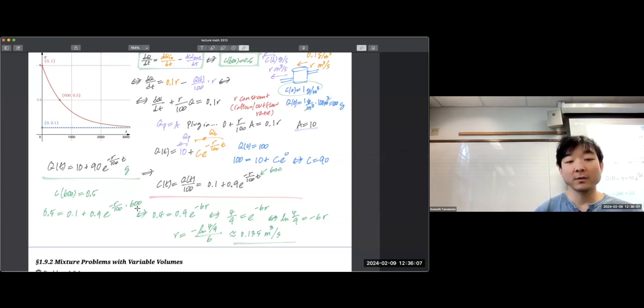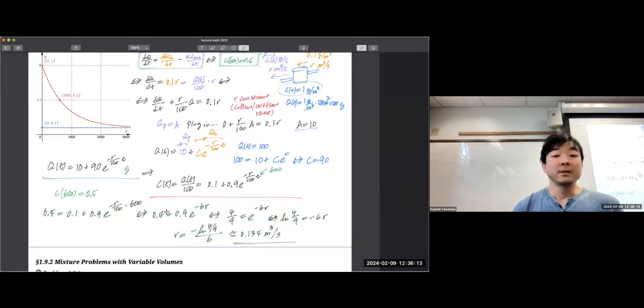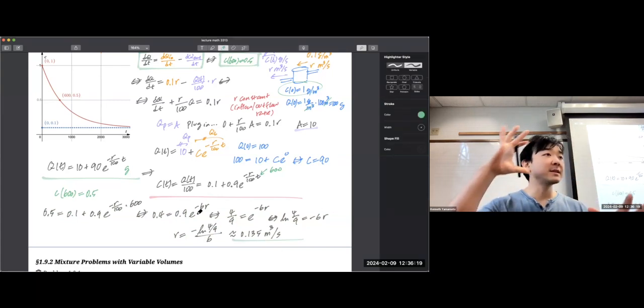I don't know if it's hard to read, so I'll just make it black. It may be easier if I just made it black. So that's the rate you want to be pumping water in. And then we're assuming also that same rate is going to be pumped out as well.